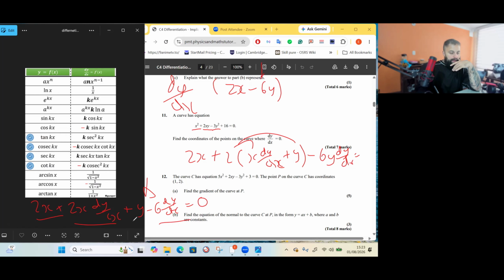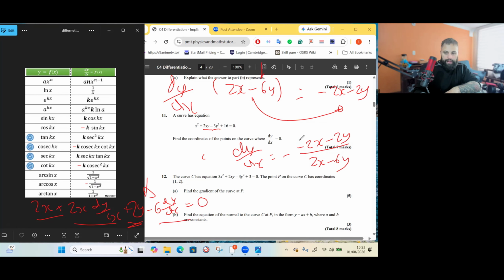So this becomes minus 2x. Apologies, this should have been 2y, and this becomes minus 2y. Like so. And then what you've got to do is move this to the other side, so you divide by it. So you get like that. And then you factorize by minus 1, so you put minus 1 over there. And you put the fraction, divide everything by the number 2, and divide the bottom by the number 2. And that is your answer in there.